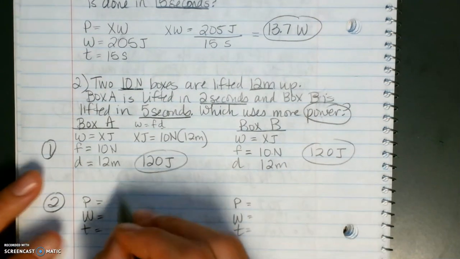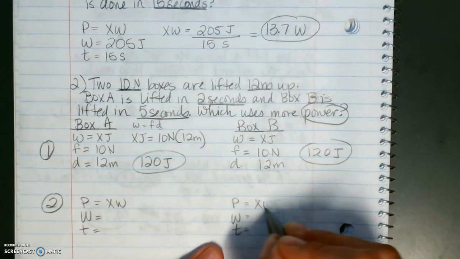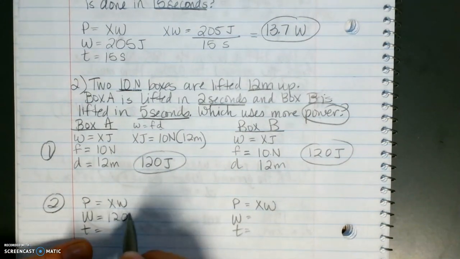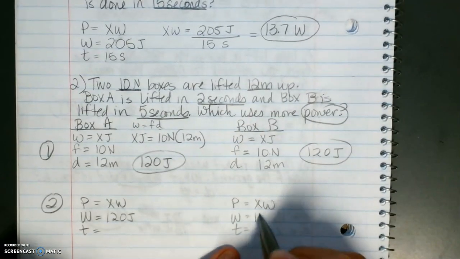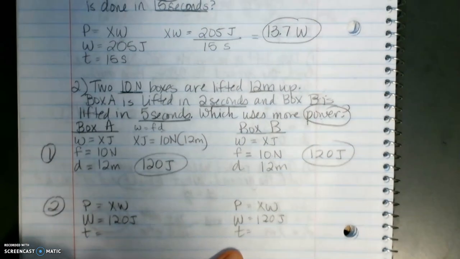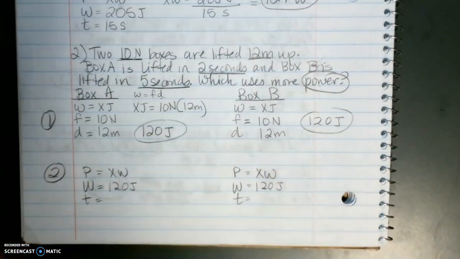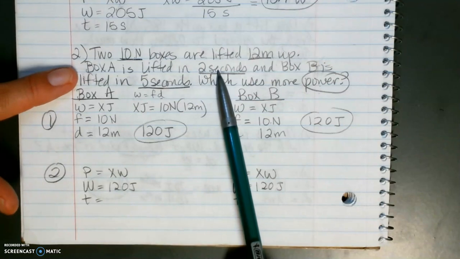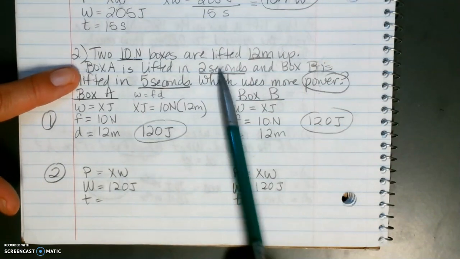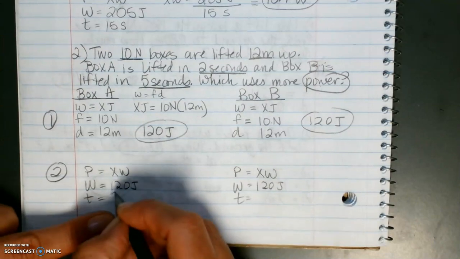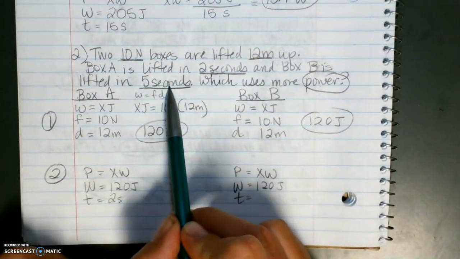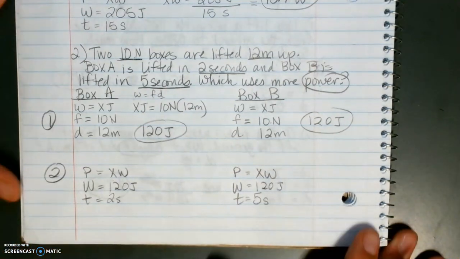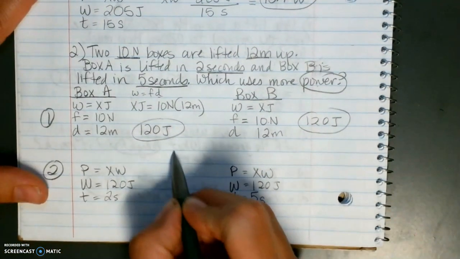Since I'm looking for power, it's going to be X watts for both of them. They did the same amount of work, so each one does 120 joules of work. And now the time, that's what's different. I need to put each time with the correct box. Box A is lifted in 2 seconds. Box B is lifted in 5 seconds. Remember, power is a rate, so power equals work divided by time.